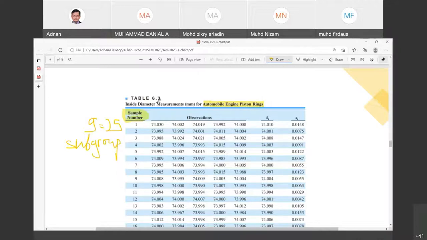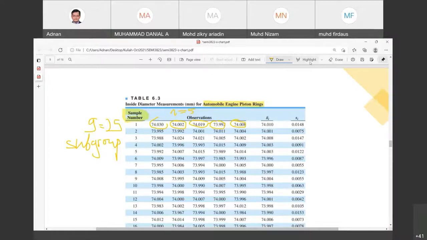Okay, we have here one observation. So let's say sample number one we take in the morning, 8 a.m. We are taking n equal to 5. Okay, this one is n equal to 5.